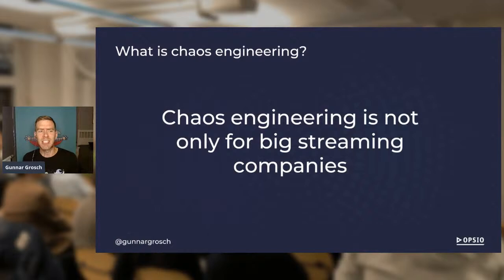And another thing is that chaos engineering is not only for big streaming companies. When talking about chaos engineering, we have the Netflix reference used over and over again. And there are reasons why we do it. They have a head start as Netflix created chaos engineering. And they're also a company with big brand recognition. So it's easy to use them as an example. But you don't have to be Netflix to do chaos engineering. You don't even have to be like Netflix.